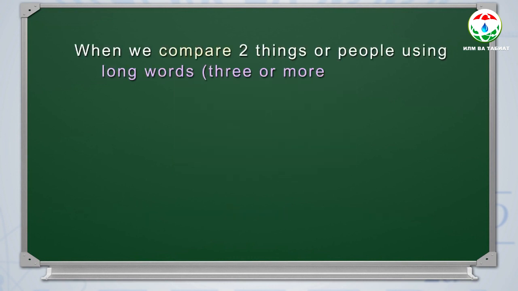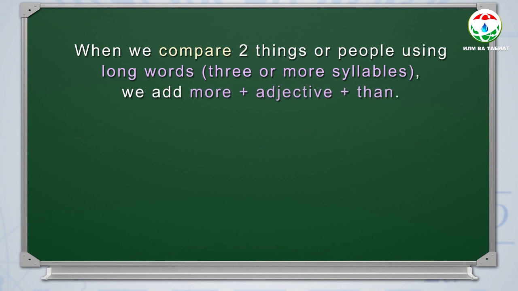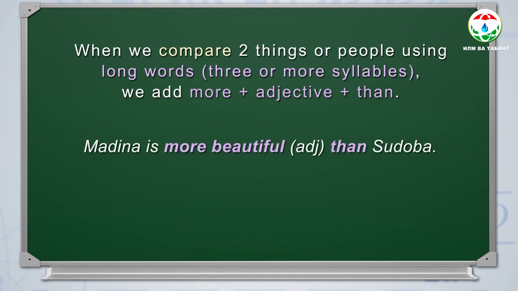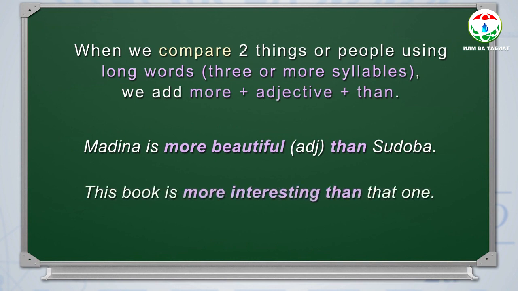When we compare two things or people using long words, 3 or more syllables, we add more plus adjective plus than. Example: Medina is more beautiful than Sudobar. This book is more interesting than that one.